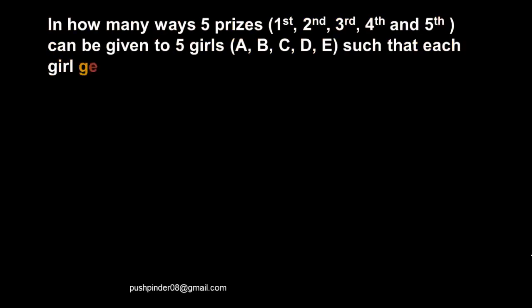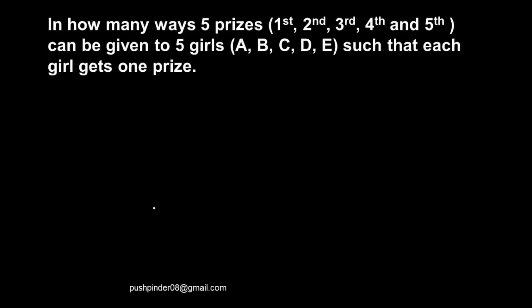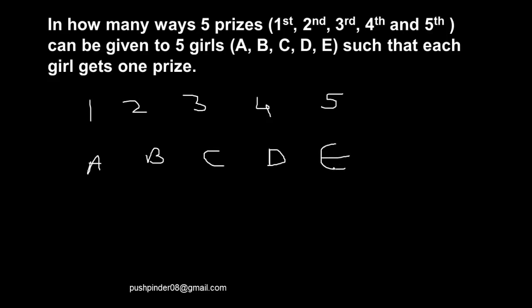In how many ways can 5 prizes be given to 5 girls such that 1 girl gets 1 prize, right? So this is what we have to do. There are 5 prizes. Let me say the prizes are 1, 2, 3, 4 and 5, and then there are 5 girls, A, B, C, D and E. Now we have to distribute the 5 prizes to 5 girls. Over here we are distributing the prizes rather than girls coming and taking their prizes.